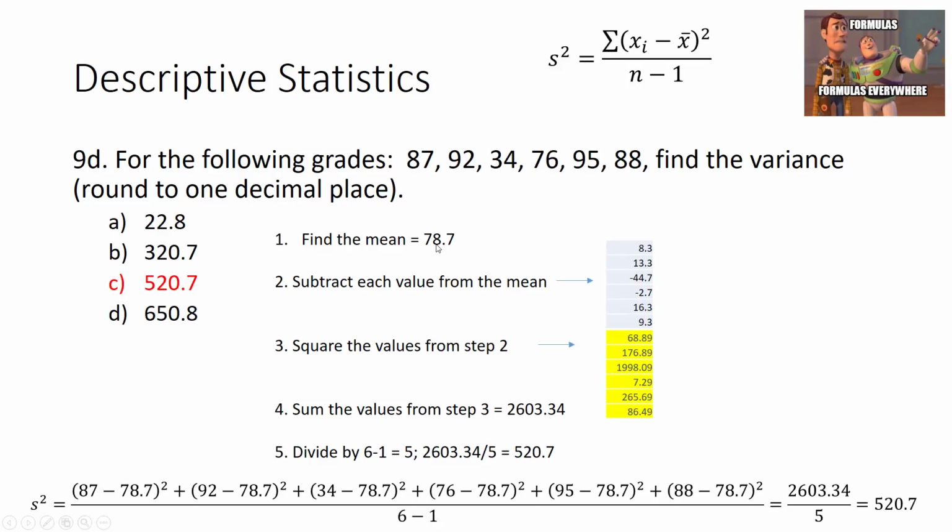So of course we found the mean, and then you subtract each value from the mean. So this 8.3 is coming from 87 minus 78.7. This 13.3 is coming from 92 minus 78.7. So notice you're subtracting each value, each grade, minus the mean, and then you're squaring it. That's what these values are. And then you add them all up. That's what that summation means, to add them all up, and divide by the sample size minus 1.